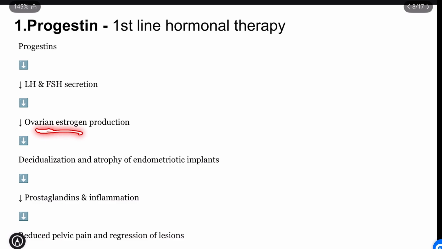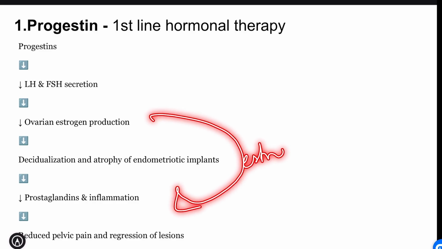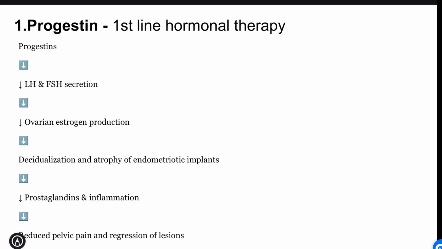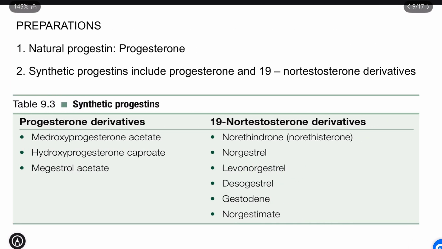But now because there is decreased estrogen production, there will be decidualization and atrophy of endometrial implants. अब यहाँ पे एस्ट्रोजन कम हो गया तो प्रोस्टाग्लैंडिन भी कम हो जाएगा, वो जो मेडिएटर सिक्रेट कर रहा है वो भी नहीं हो रहा है, तो इन्फ्लेमेशन भी डिक्रीज हो जाएगा. And because of that there will be reduced pelvic pain and regression of lesions, right?